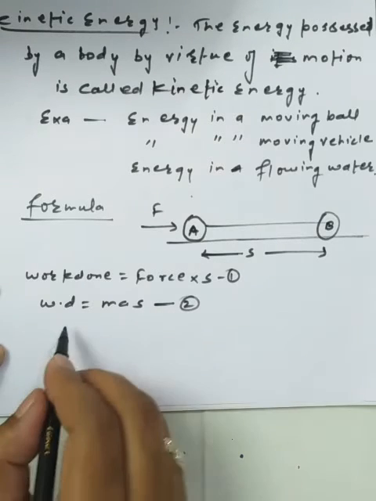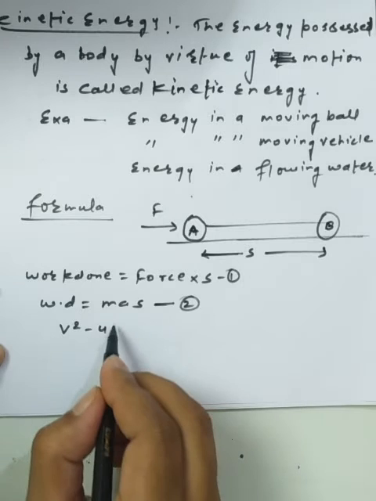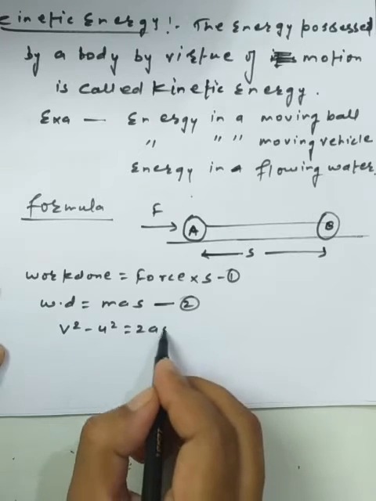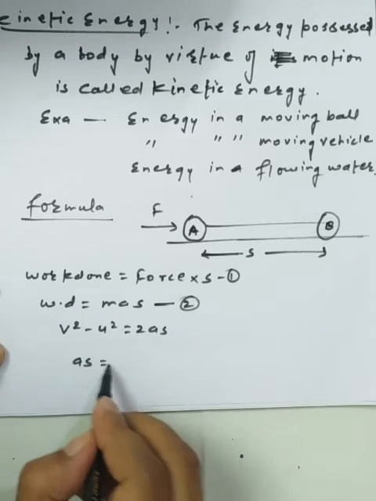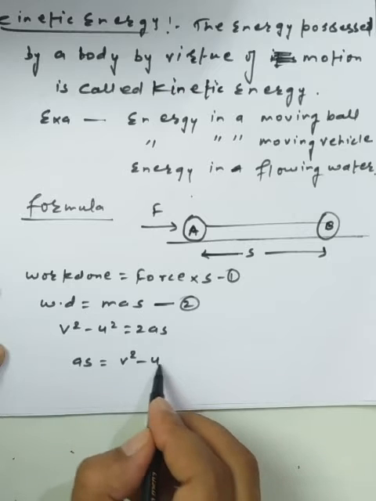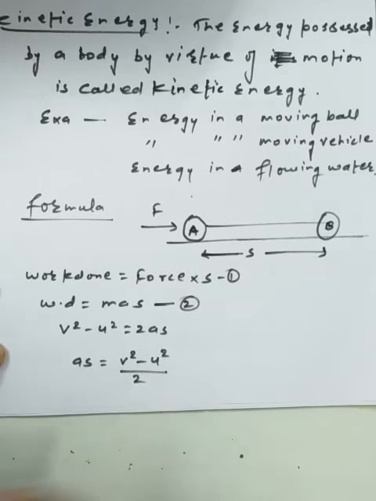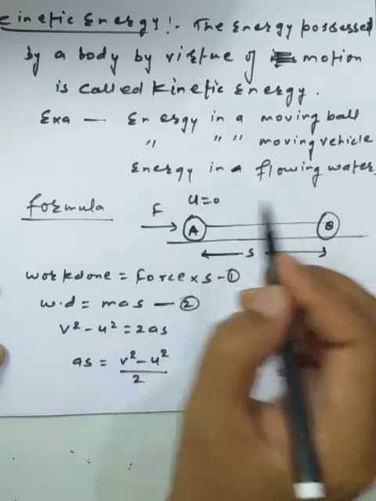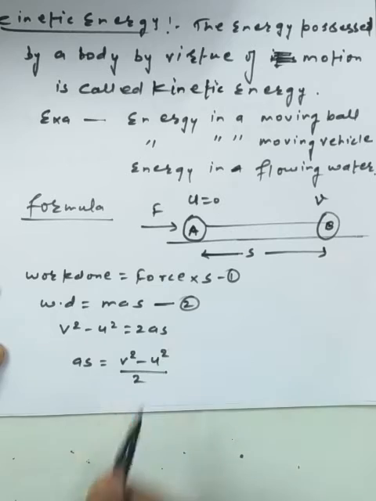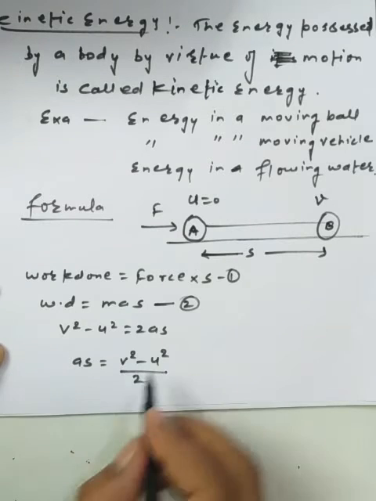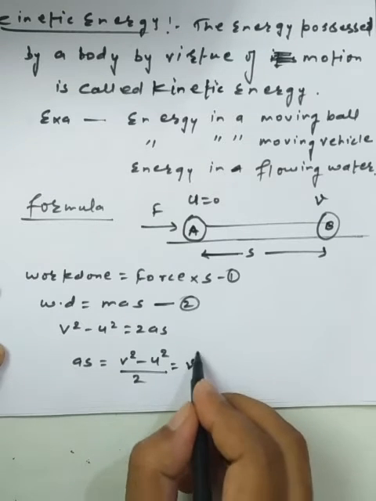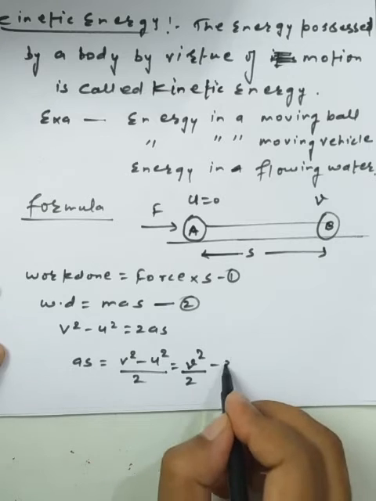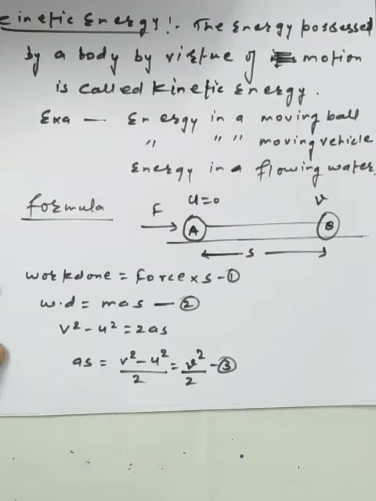Now we are using the concept of v square minus u square is equal to 2as, and we are separating the meaning of as. V square minus u square upon 2 is there. Okay, and we are assuming here that initially the object is at rest, so u is equal to 0, and it acquires the velocity from A to B. So probably we are getting the meaning of that v square by 2. So this is the part of as that we have.